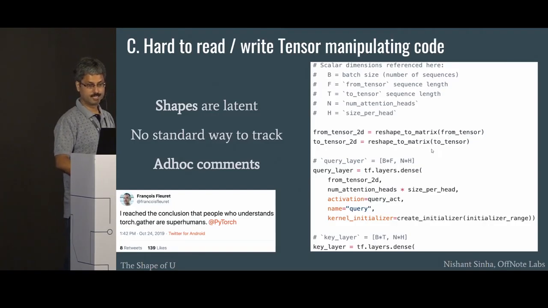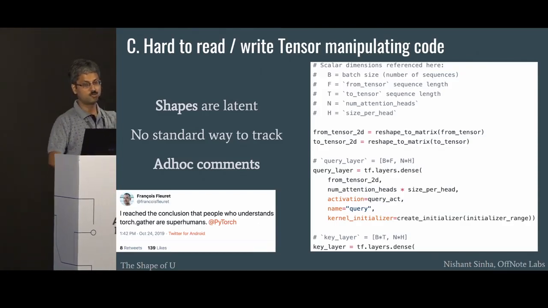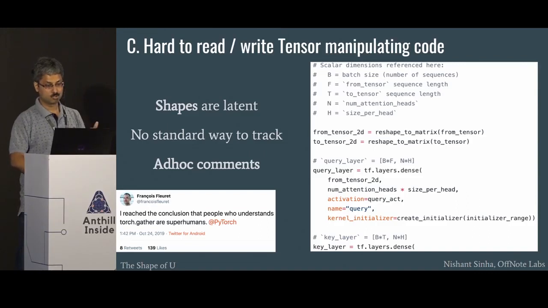So this is code from BERT, actual real code. Google engineers wrote it, and you see these names everywhere, different definitions there, and the query layer has this shape B star F, N star H. If you remove this ad hoc comment and come back even a few days later, there's no way you can figure out that the query layer has that shape, in code without these ad hoc comments. So developers need these shapes to be explicit, but all they have is ad hoc comments.